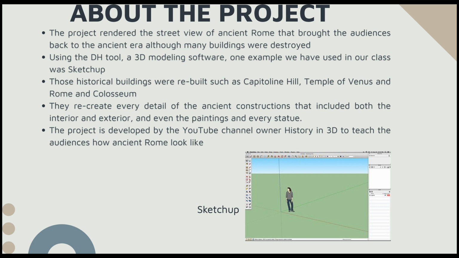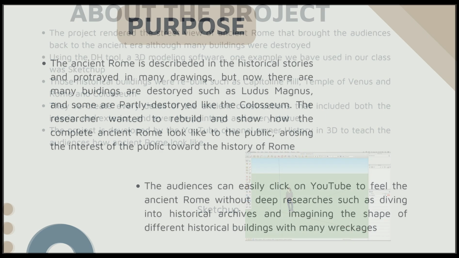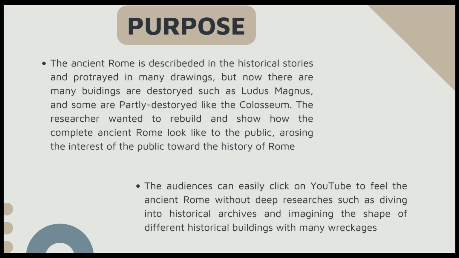Historical buildings were built such as Capitolian Hill, Temple of Venus at Rome, and Colosseum. They recreate every detail of ancient constructions that include both the interior and the exterior, and even the paintings and every statue. The project is developed by the YouTube channel owner History in 3D to teach the audience how ancient Rome looked like. Next is the purpose of this project.